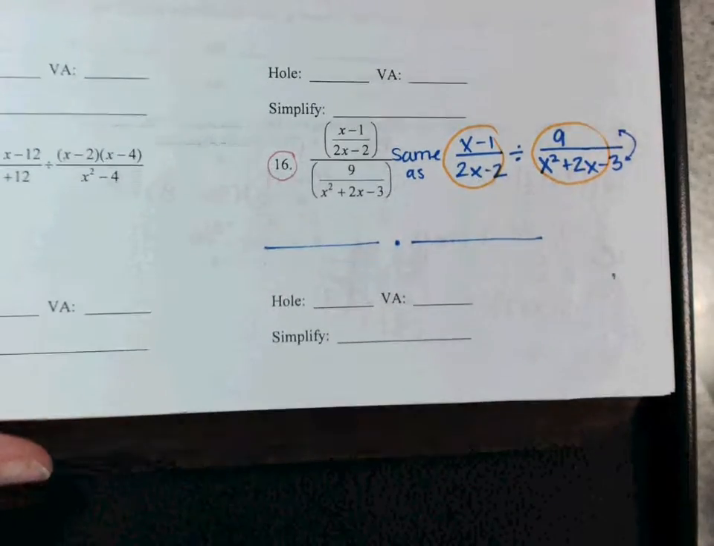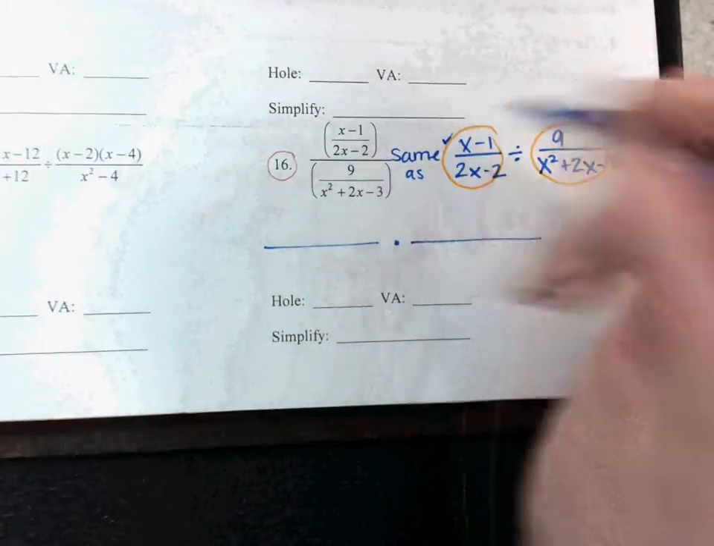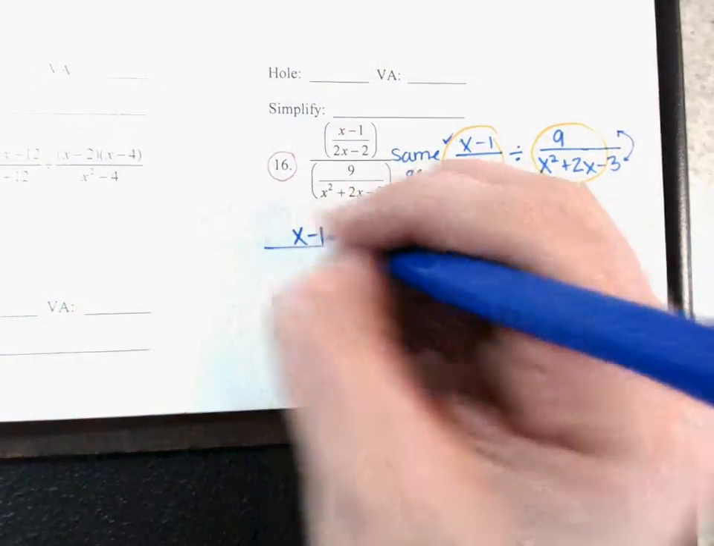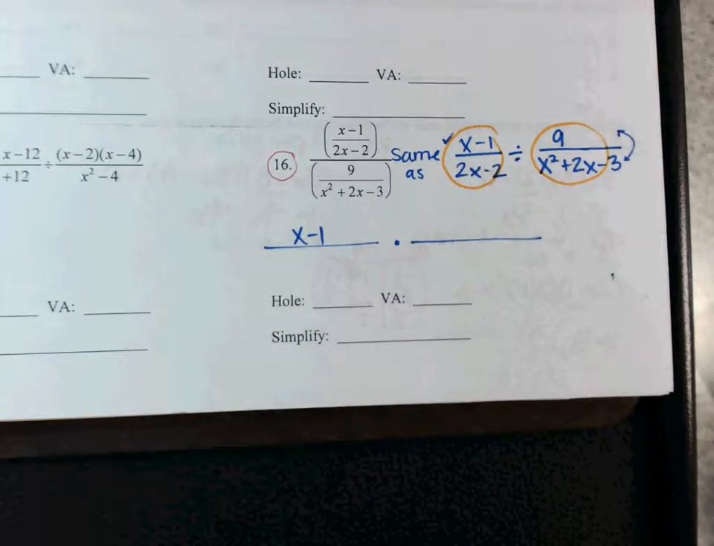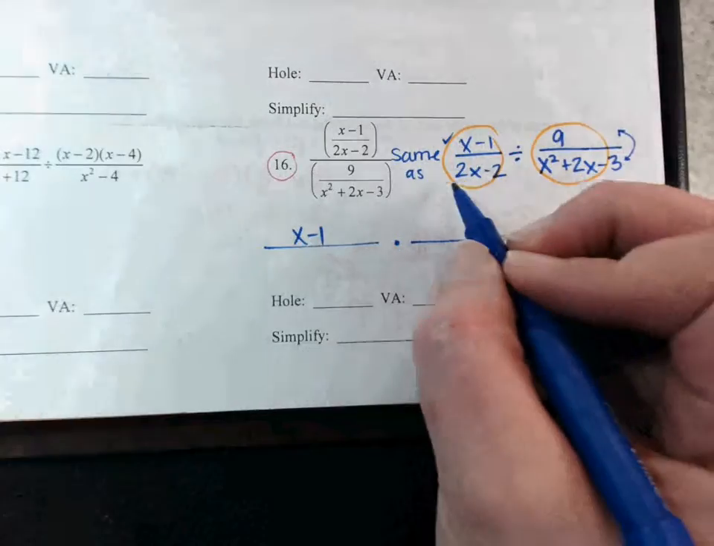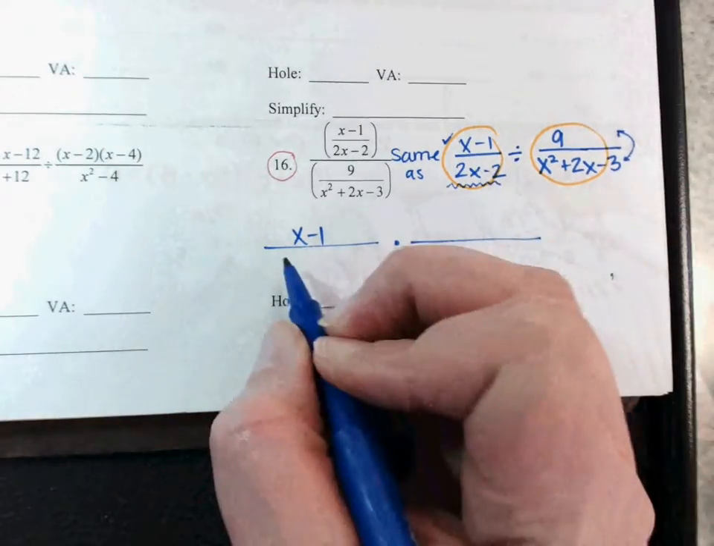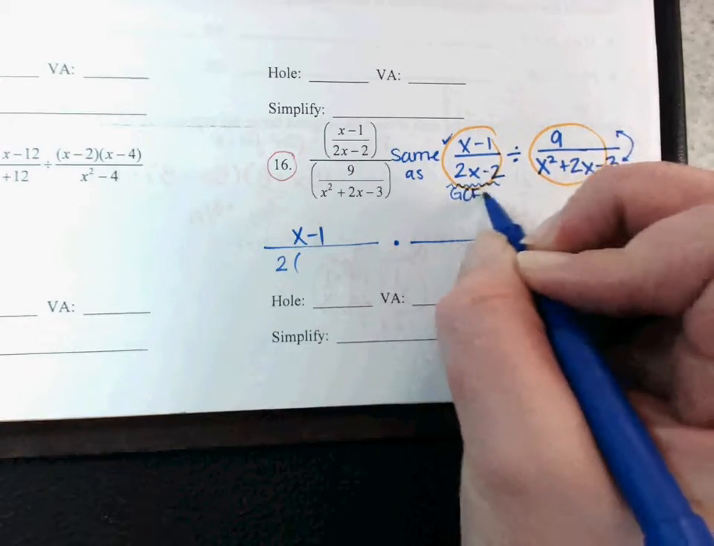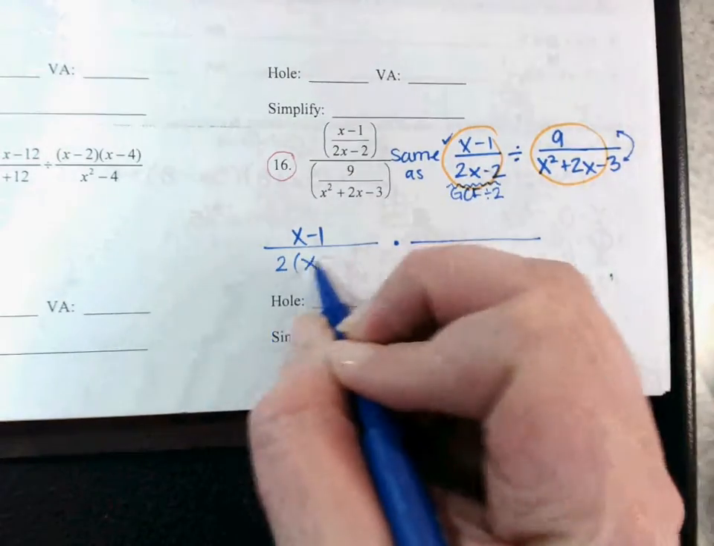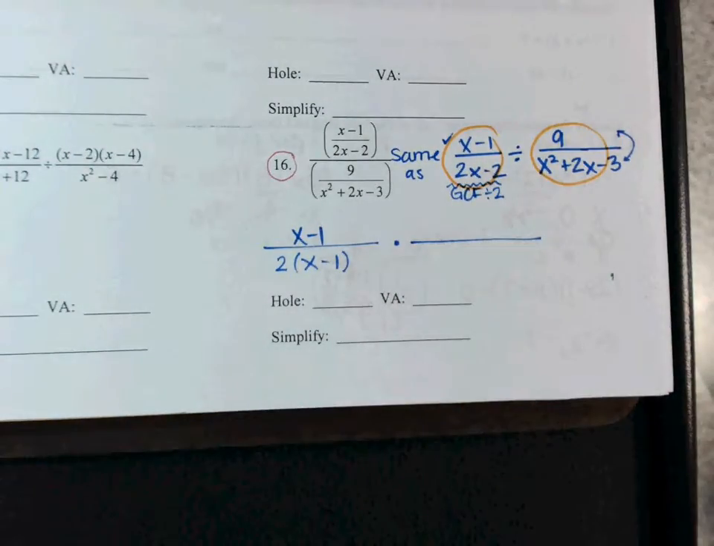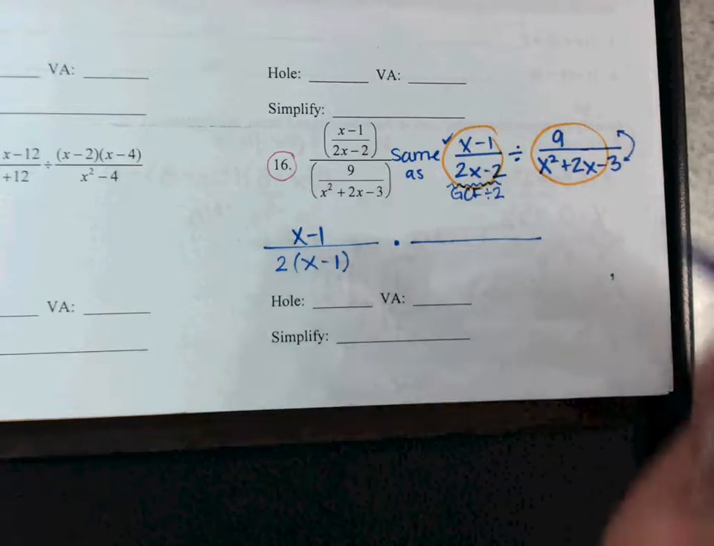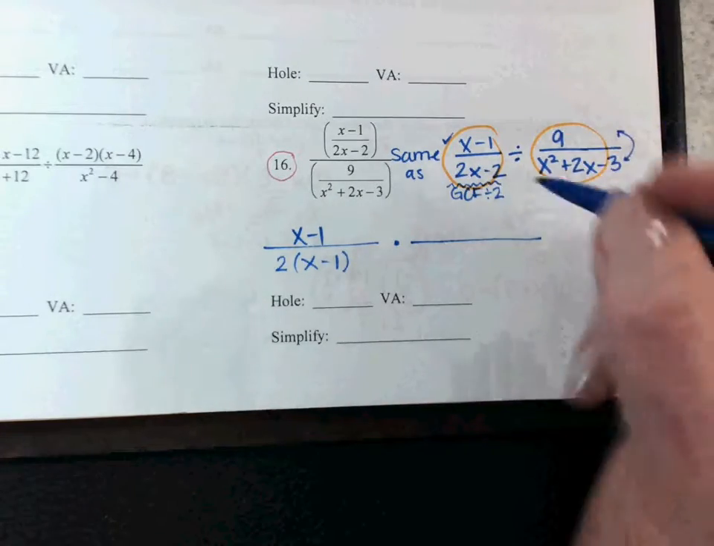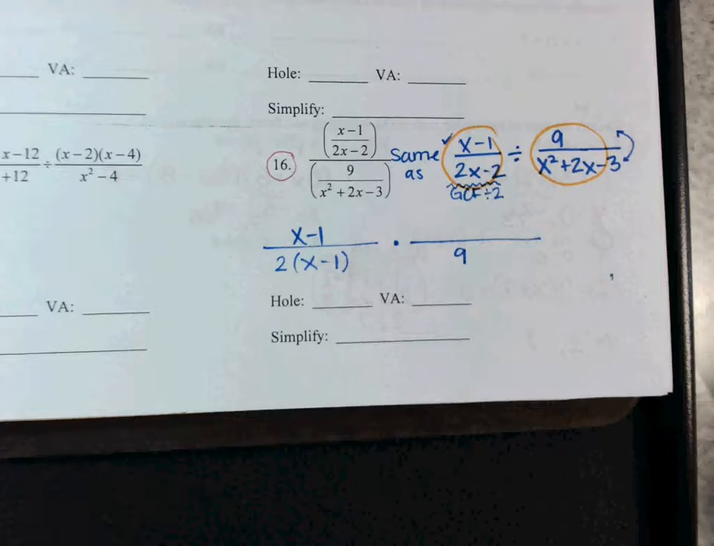Now, the top one here, I'm going to put a little check. It's already done for you. Is there anything I can divide out of 2x minus 2? Yes. 2. Put a 2 in the front. What's left over when I GCF by 2? X minus 1. Perfect. Then, normally my 9 would have been on top, but since it was a divide by, it goes to the bottom.